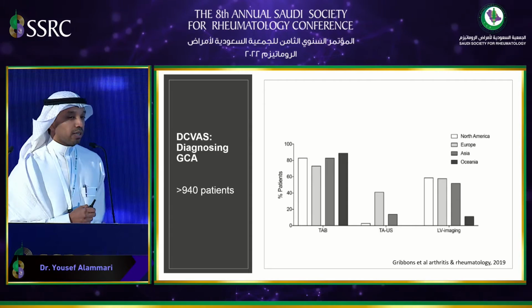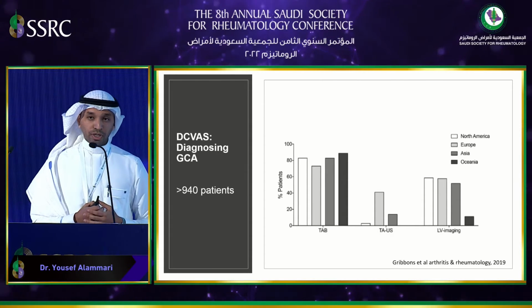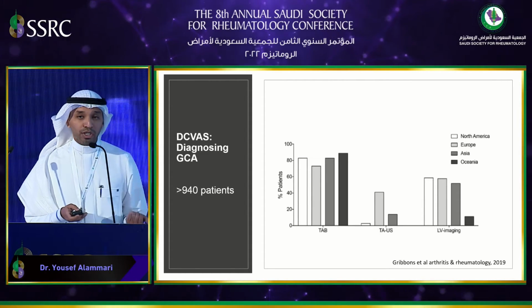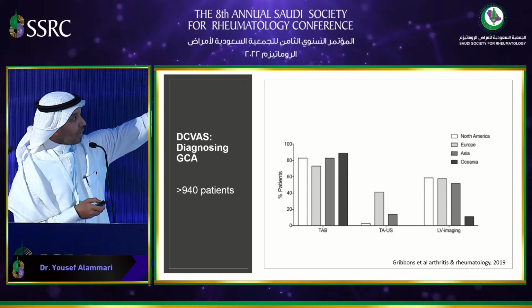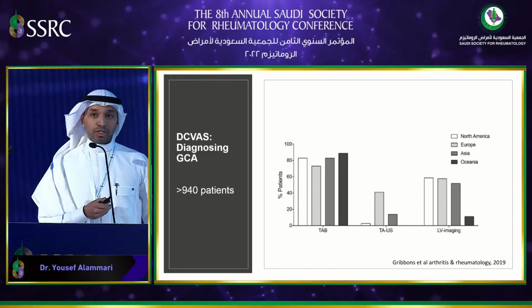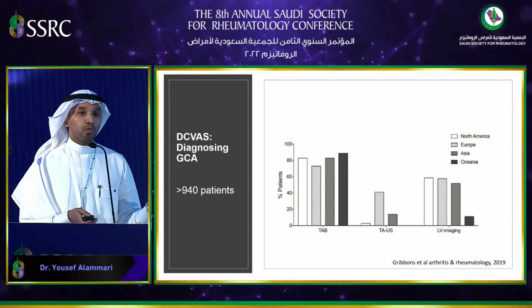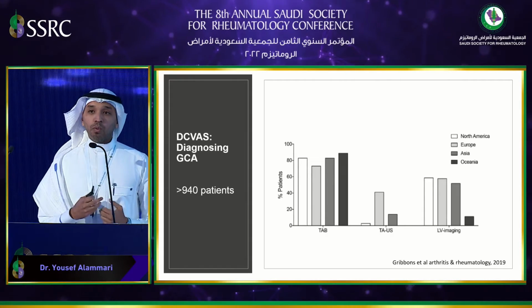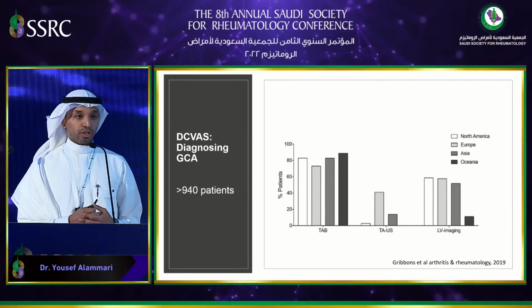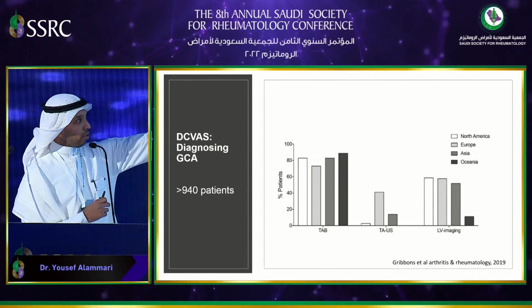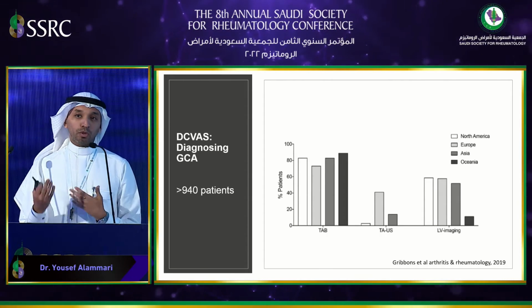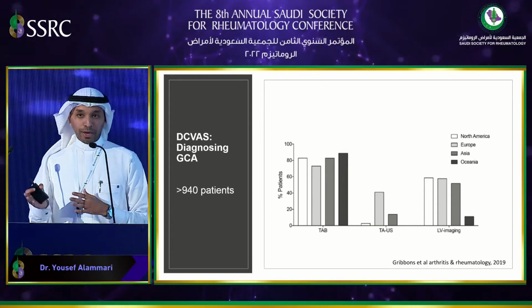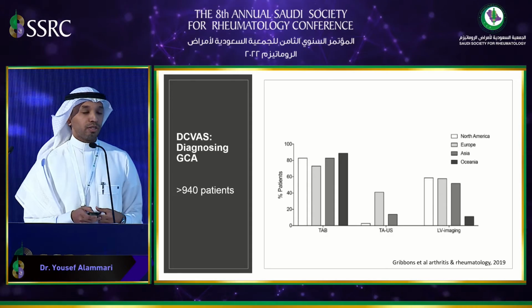This is the DCVAS, which is the largest international observational study for vasculitis. They included more than 940 patients confirmed to have GCA. We can see here on the left side that up to 25% of patients diagnosed with GCA did not undergo temporal artery biopsy. On the other hand, up to 40% of patients were diagnosed with GCA using temporal artery ultrasound. And interestingly, European countries use temporal artery ultrasound more than North America. And around 50% of other patients used different modalities for diagnosing large vessel vasculitis or GCA.